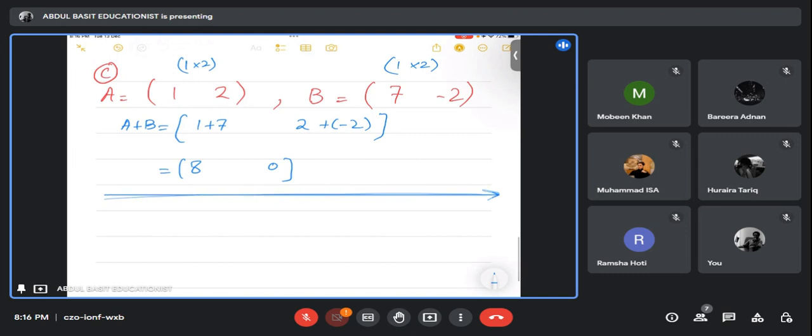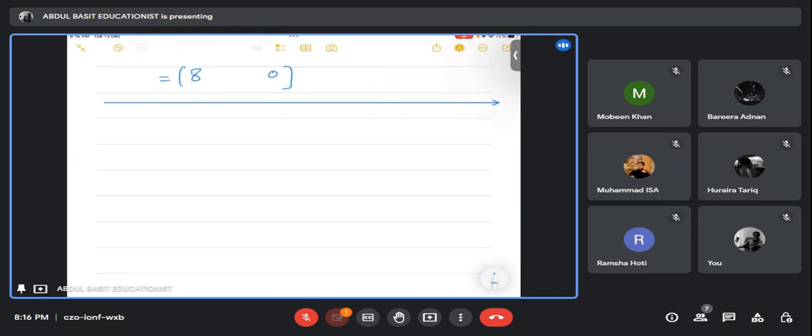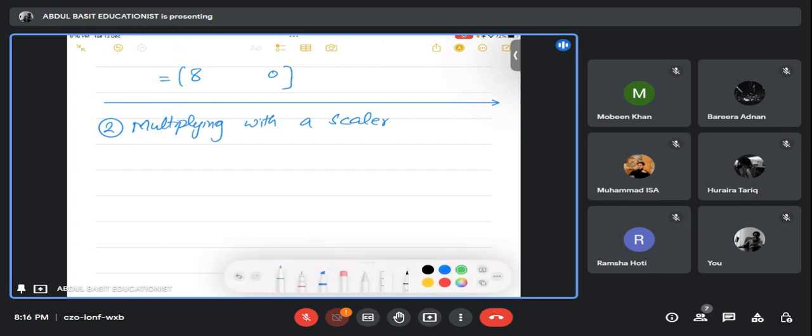Okay, we are done with the addition and subtraction of matrices. Now it's time to multiply with a scalar. The second topic in matrices is multiplying with a scalar. What a scalar is, we know that a scalar is just a number.